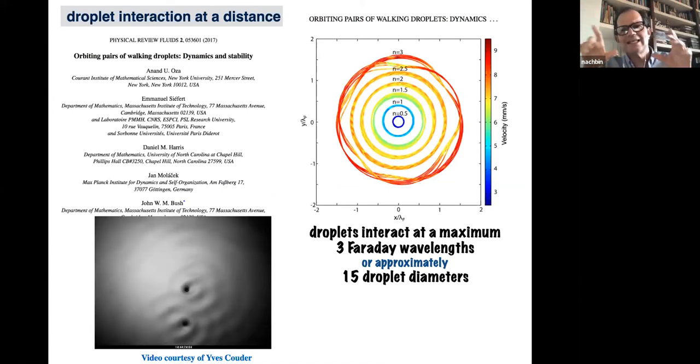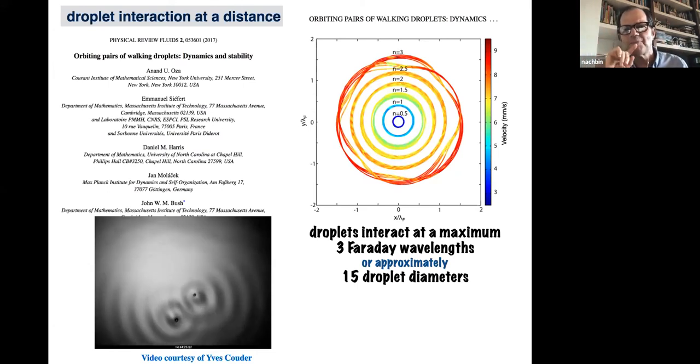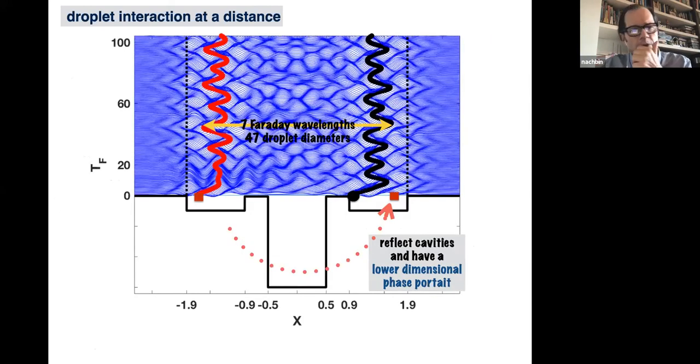But I realized that in these cavities, there was something happening that I could maybe make these droplets more than three Faraday waves apart interact, because I was seeing, so let me show you this. So here it is. I put these droplets into two cavities. They're trapped in these cavities. I put this deep cavity in the middle because it acts a little bit as an amplifier for the waves going back and forth. And you see this complicated pattern in time. It's seven Faraday wavelengths apart, right?